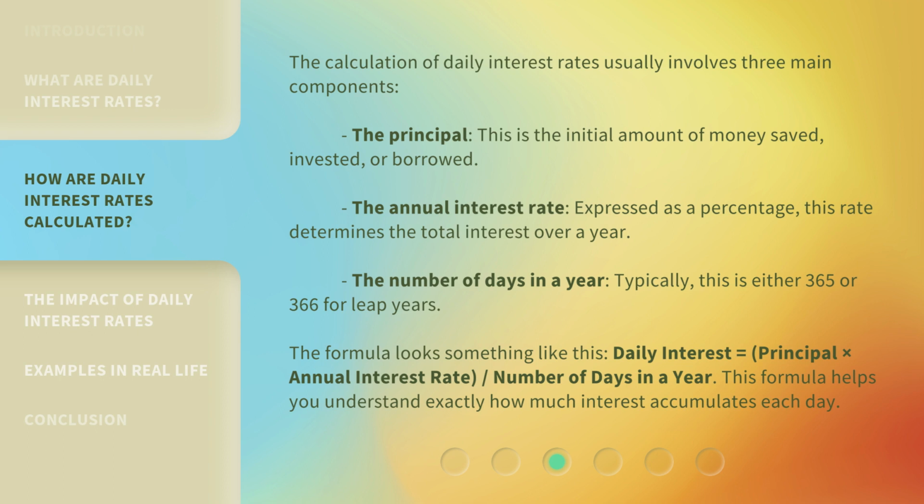The formula looks something like this. Daily interest equals principal times annual interest rate, divided by number of days in a year. This formula helps you understand exactly how much interest accumulates each day.